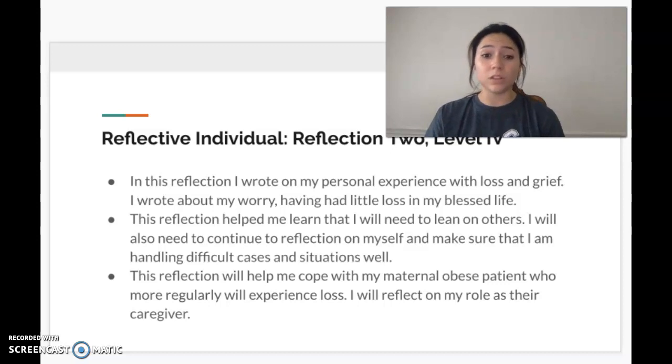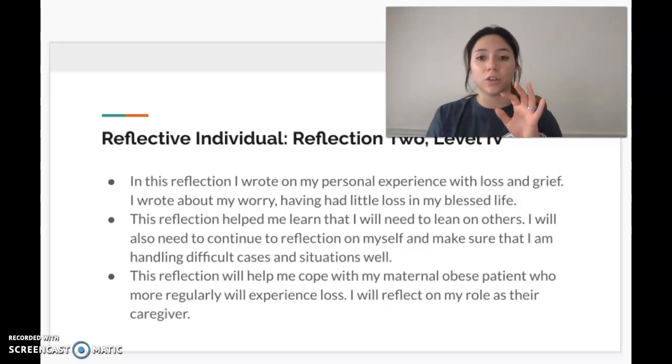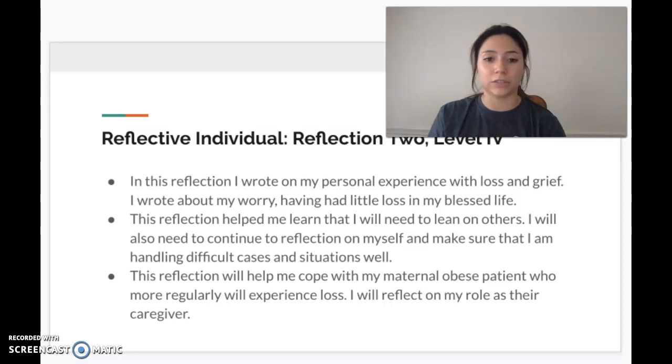So this reflection really helped me learn that I know that I'm going to need to lean on others, and that I need to continue to look back at myself, check in on myself, make sure that I'm handling cases and difficult situations appropriately, not only for my own mental and emotional health, but also to make sure that I'm giving the correct and appropriate care to my patients.